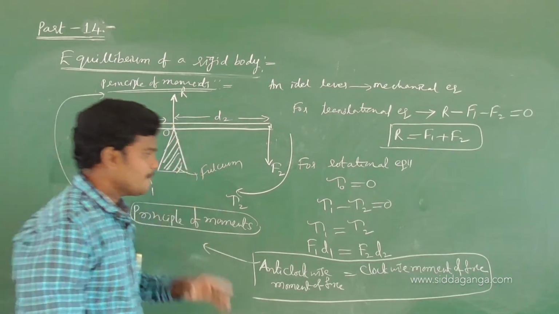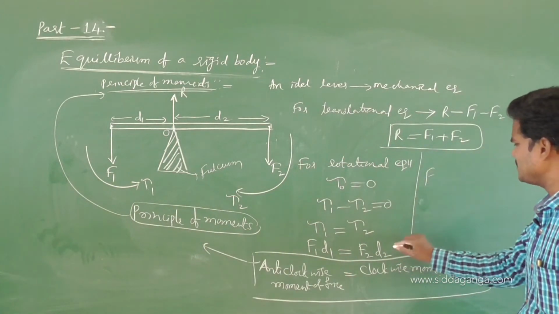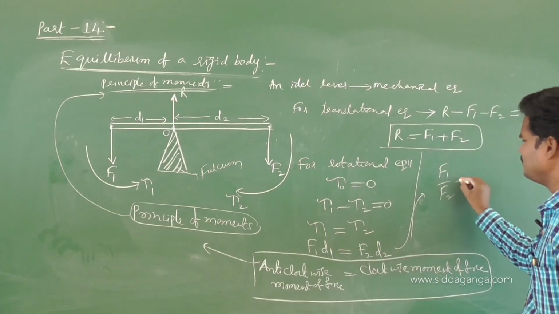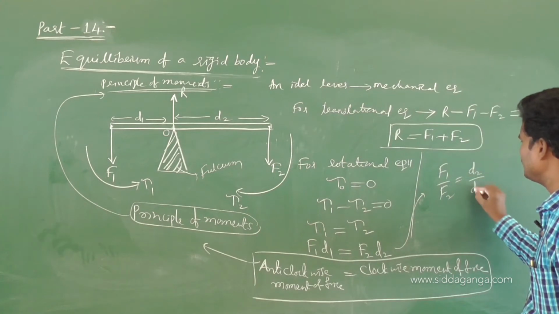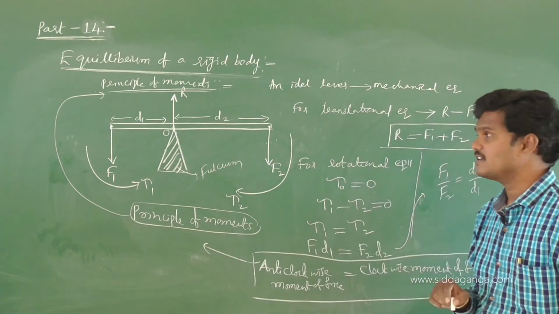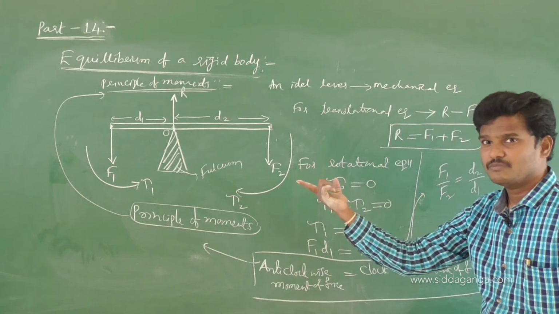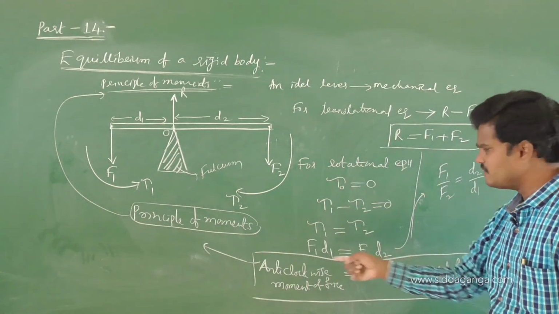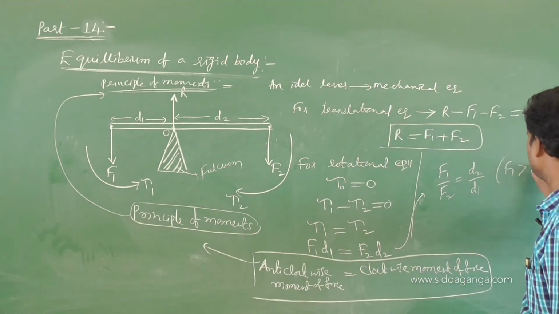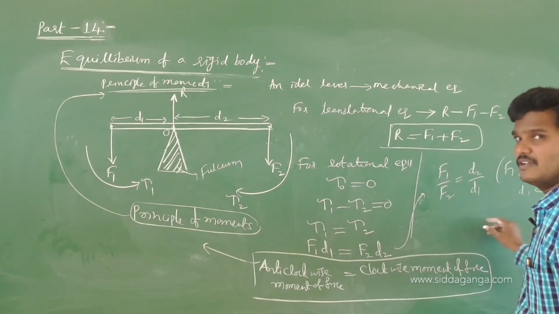Here F1 by F2. From this equation we can write F1 by F2 equals D2 by D1. Now F1 is greater than F2, because of less distance. F is inversely proportional to distance, and distance is less, so F is more. F1, D1, F2, D2: F is inversely proportional to D. Here F1 is greater than F2 because D1 is less than D2.